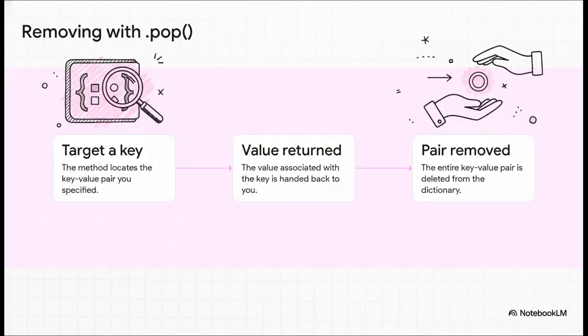Now, what if you need to remove an item, but you also need to use its value one last time? That's exactly what .pop is for. Think of it as a clean three-step dance. You target the key, pop hands you back its value, and then it removes the entire key-value pair from the dictionary. It's a get and delete, all in one smooth move.